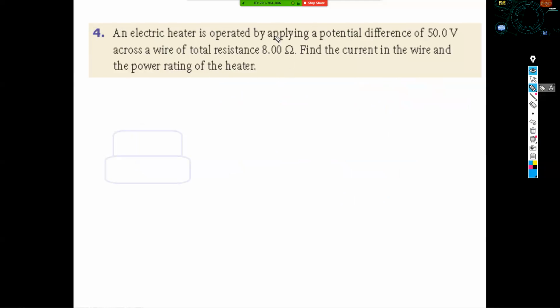All right. Electric heaters operate by supplying a potential difference of 50 volts across a wire of total resistance. So that's like your little wires that you see in the toaster oven or your toaster. But any heating element is a metal filament that gets really, really hot. An incandescent light bulb is the same way, and you'll see it glow because it has such a high resistance. So 8 ohms, find the current in the wire and the power rating.